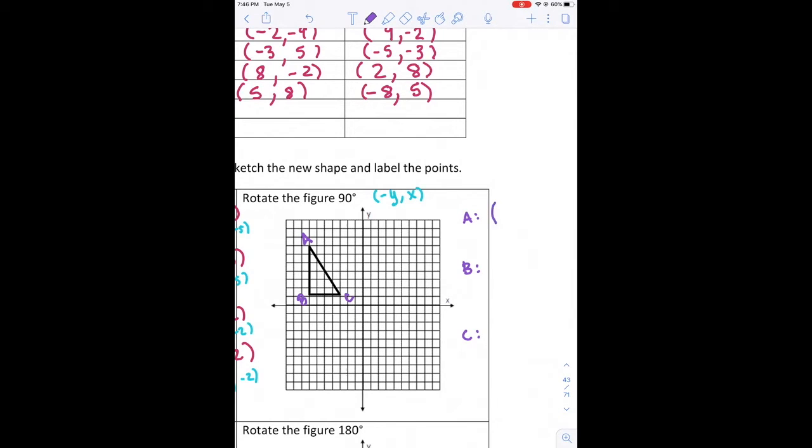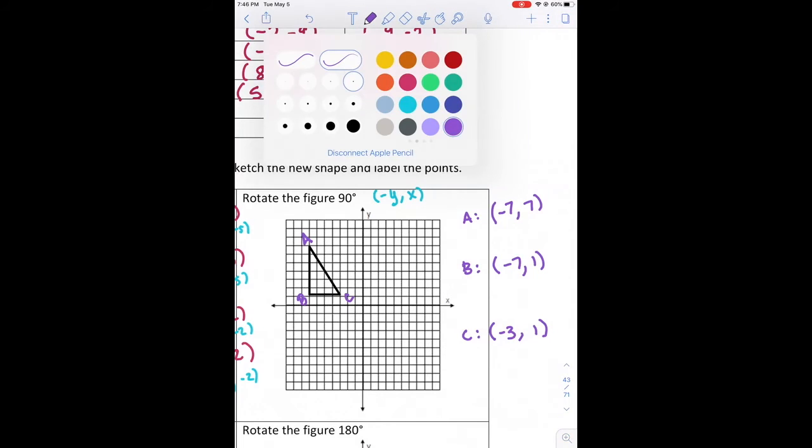My original A looks to be at -7, 7. My original B looks to be at -7, 1. And my original C looks to be at -3, 1. Your points may be in a different order than mine. Doesn't matter. So now I'm going to actually perform the rotation.